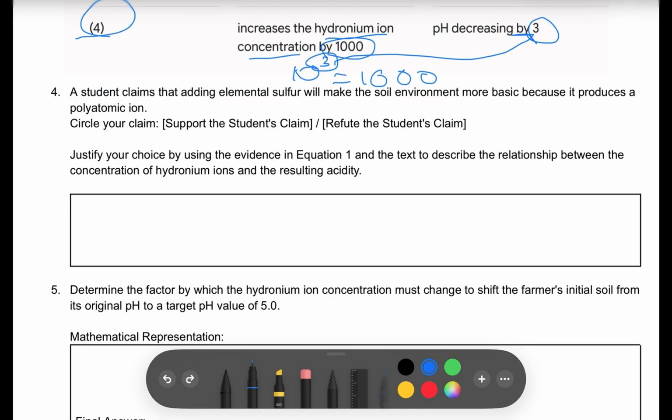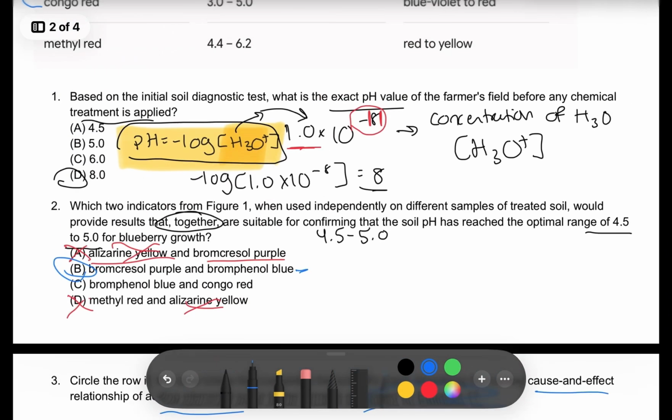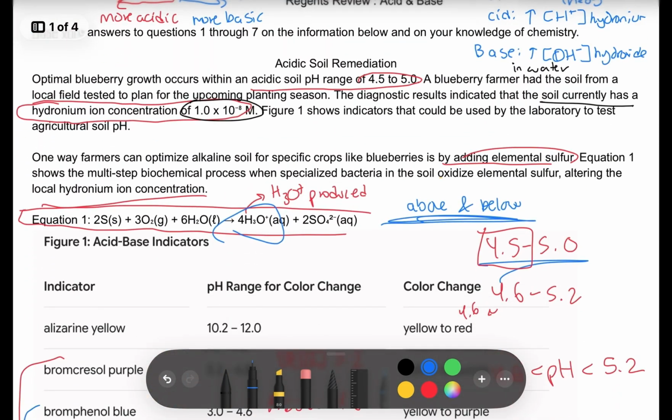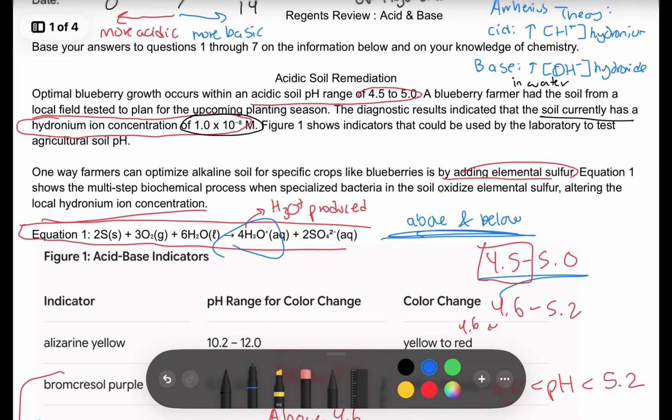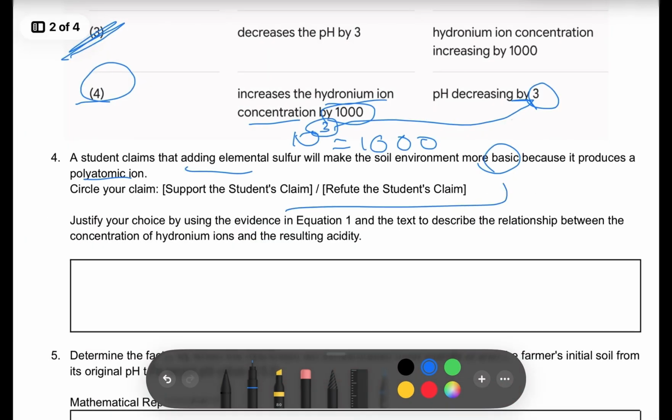A student claims that adding elemental sulfur will make the soil environment more basic because it produces a polyatomic ion. Well, if we look at the equation itself, we can see that we're actually releasing hydronium ions. And when we're releasing hydronium ions, that's associated with an acidic solution, according to Arrhenius acid. So I'm going to refute the student's claim because in equation 1, there was H3O plus ions being released, meaning the concentration of hydronium ions was increasing, therefore increasing the acidity of the solution.